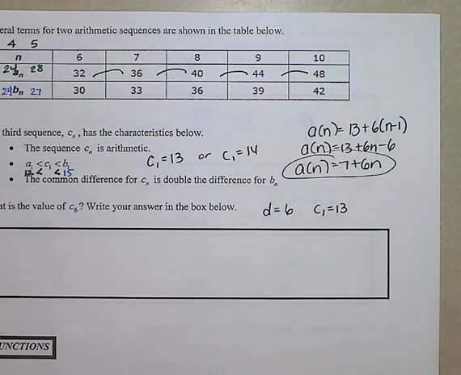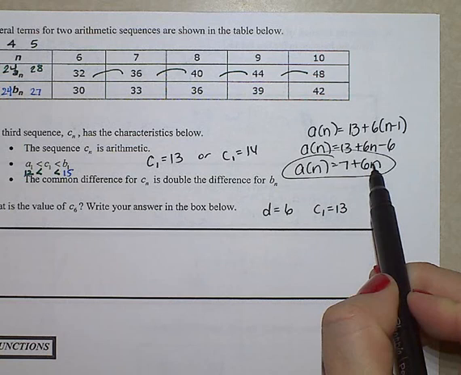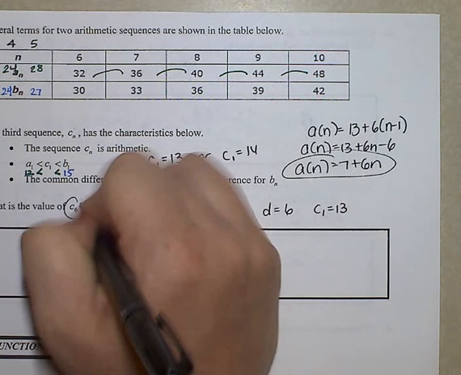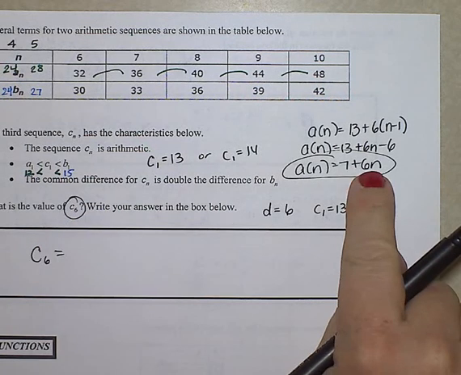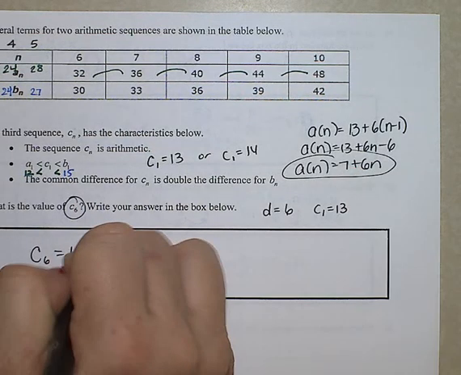So here's my general equation. It's 7 plus 6n. So we can see if I plug in a 1, 6 times 1 is 6, plus 7 is 13. That's the first number. I don't want to figure out the first number. I want to figure out the sixth. So let's go C sub 6 equals. So let's plug in 6. 6 times 6 is 36. 36 plus 7 is 43. That's my answer.